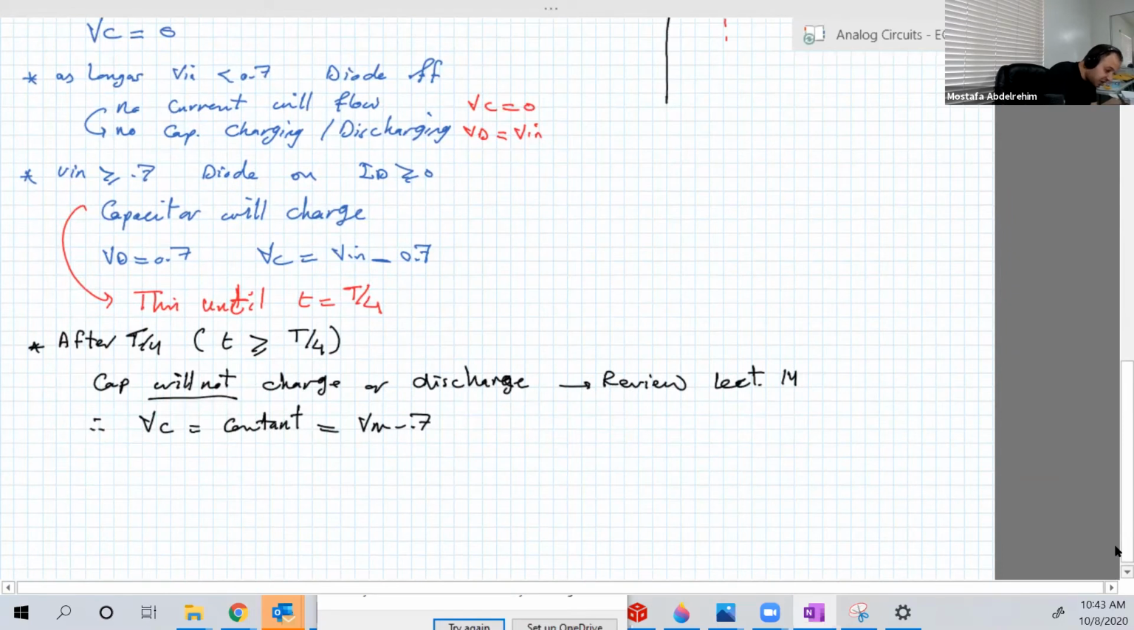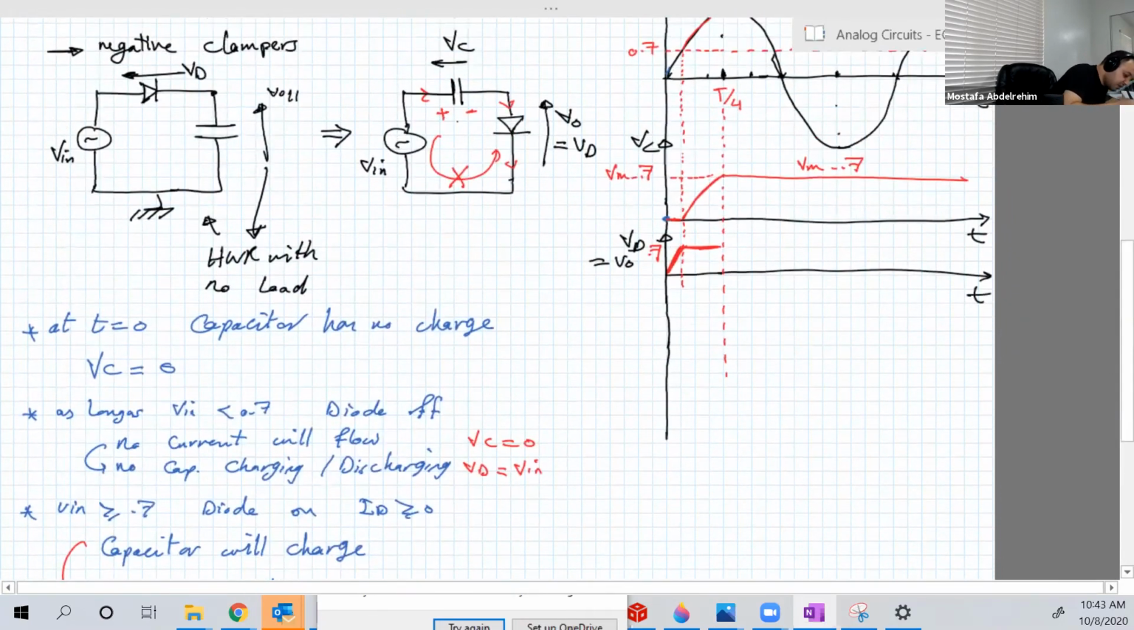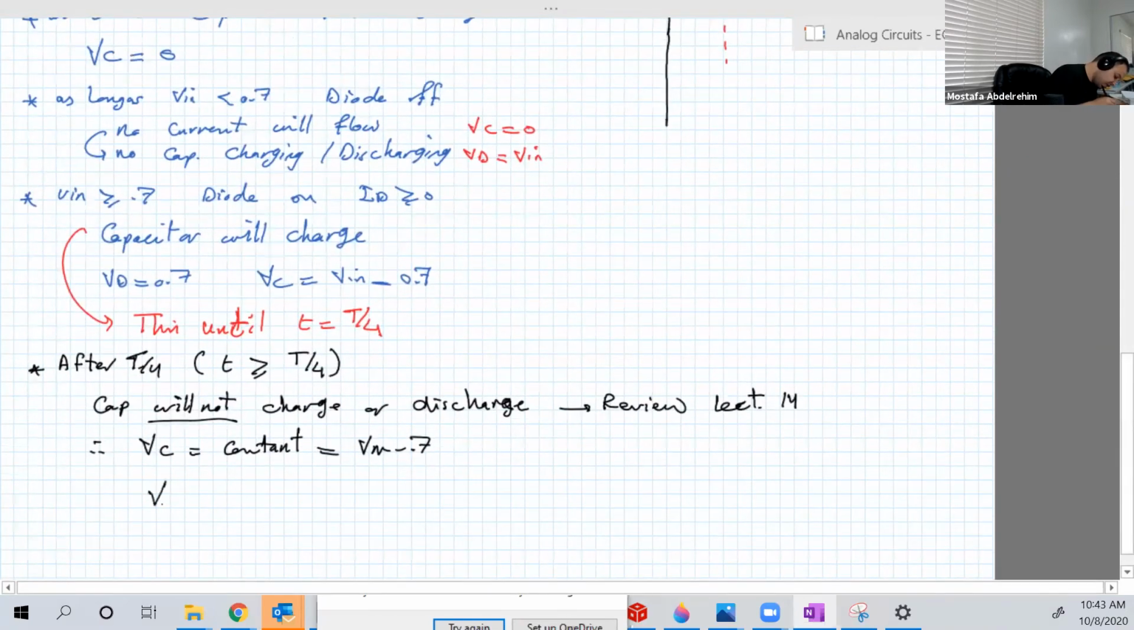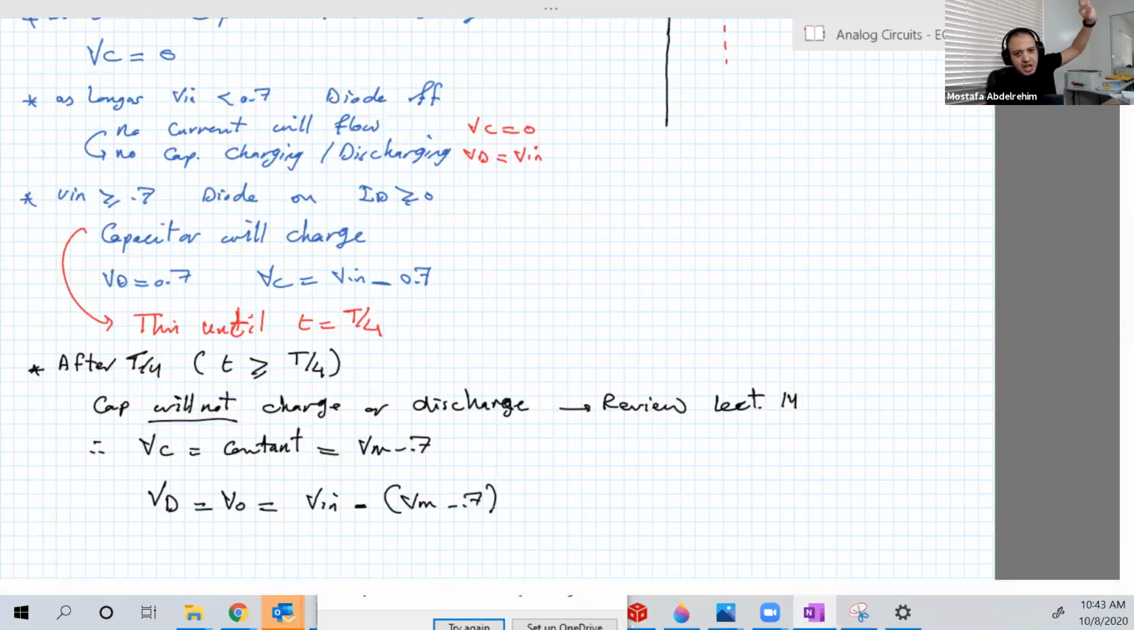Now let's apply this on the circuit. We have here Vmax minus 0.7, we have here V input, and we have here VO or VD. So if we apply Kirchhoff easily, VD, which is VO, is equal to Vin minus (Vmax minus 0.7). So after T over 4, pick any point on V input, subtract Vmax minus 0.7, and you will get VD, or V output. So let's do that.